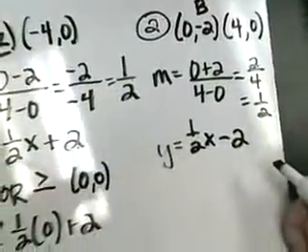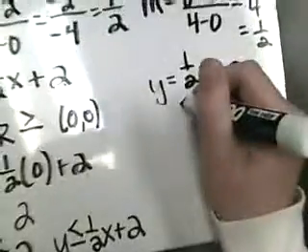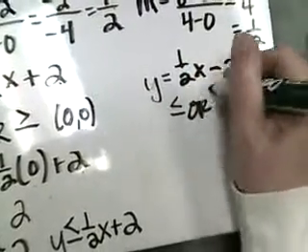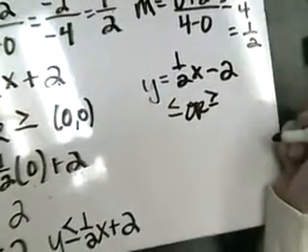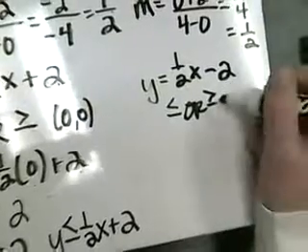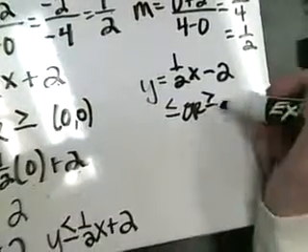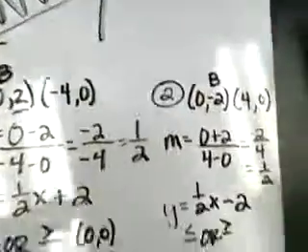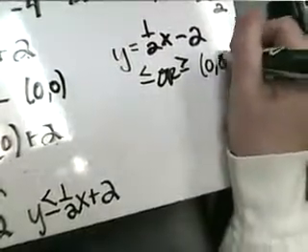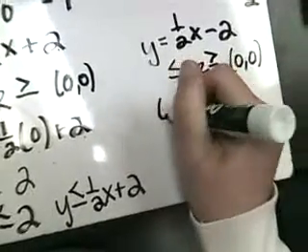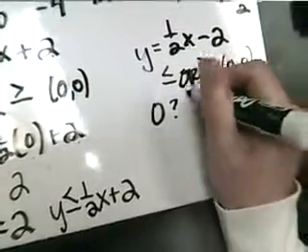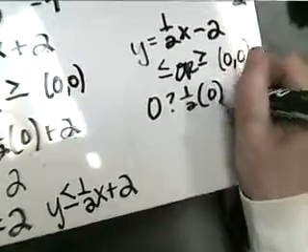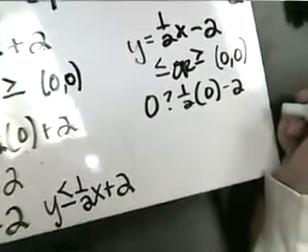Now I have to decide what symbol to use. Well, this is a solid line, so I know my symbols are either going to be less than or equal to or greater than or equal to. I need to pick a point in the shaded region because it's a true point. So let's use 0, 0 again, and let's make a true statement out of it. So we've got 0 is what in regards to 1/2 times 0 minus 2.